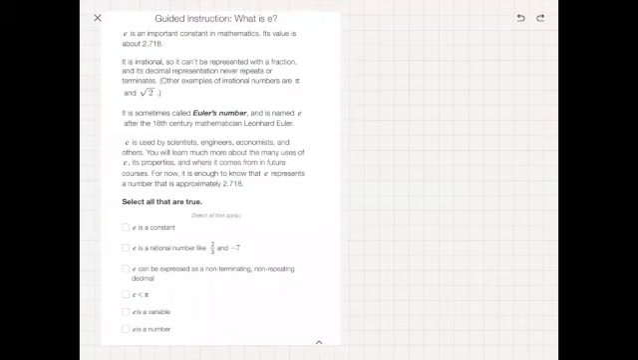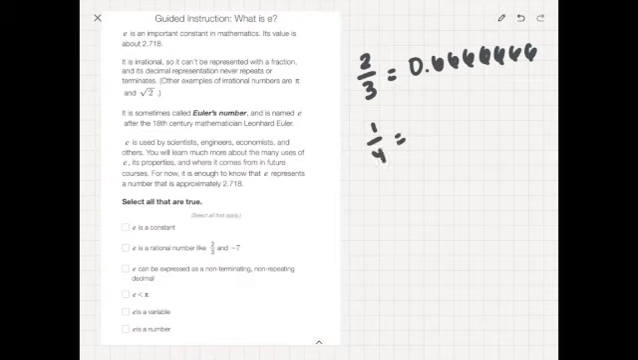So like 2/3 is an example of a fraction that can be written as a decimal that goes on forever, but it never stops, right? It's just repeating sixes forever. Or 1/4 is an example of a rational number because it can be written as the decimal 0.25 with zeros repeating forever, right? So those are rational numbers.